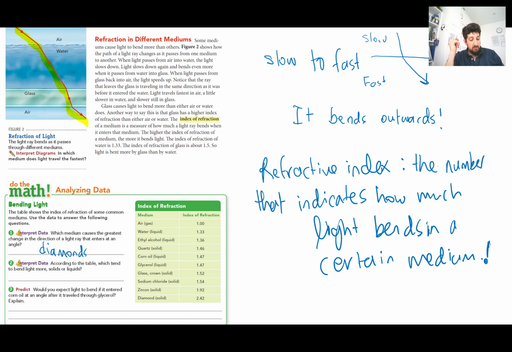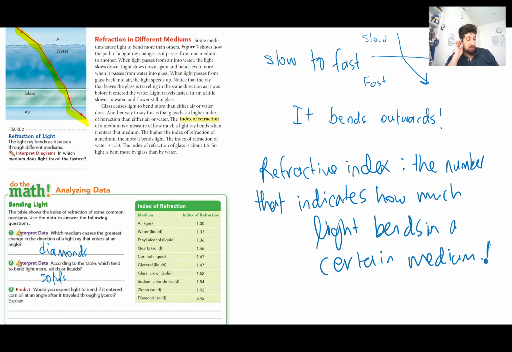Okay, question two. According to the table, which tends to bend light more, solids or liquids? Generally speaking, it's solids. Once again, I'm saying generally speaking because this is solid, solid, solid, solid, but then we have another solid up here. So generally speaking, it's solids, but some liquids are bending light more than solids, like corn oil and glycerol.